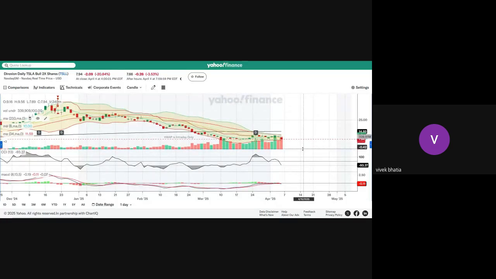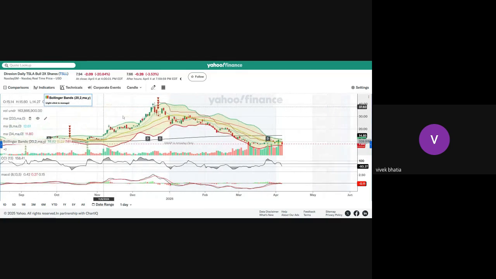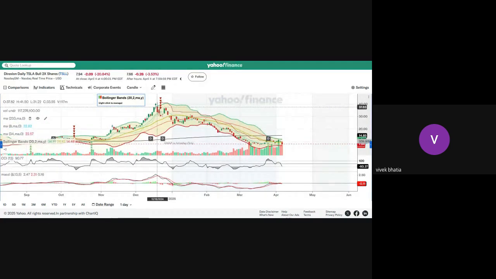Mahesh, look at TSLL right from January to date. It's in a downtrend. In January, it was at almost 39 level or even higher, 40. Currently, it's at 8. And this is a day chart. Your trend is clearly down.